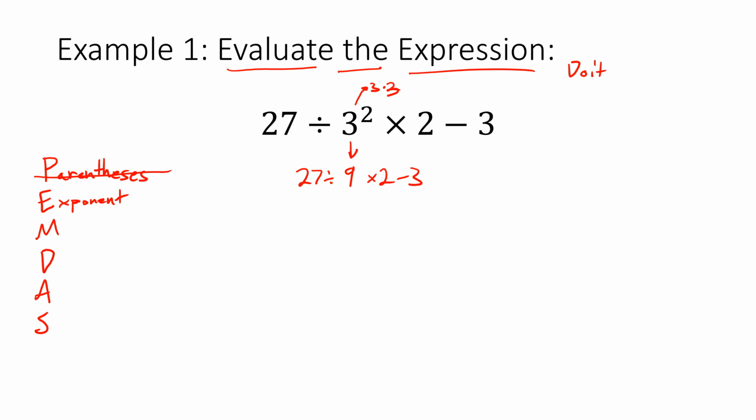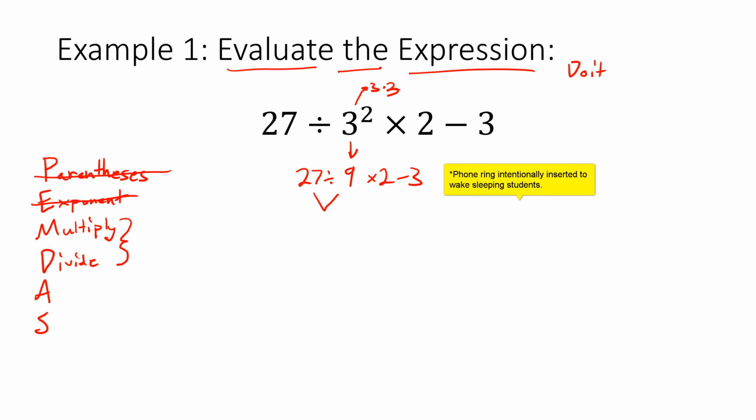Next, we're done with exponents. The next two come as a pair. It is multiply, the M, and divide, the D. We treat these as a pair moving left to right. So as I'm going left to right, I'm going to do any multiplication and division in the order that I see it. So first of all, the very first operation I see is 27 divided by 9.